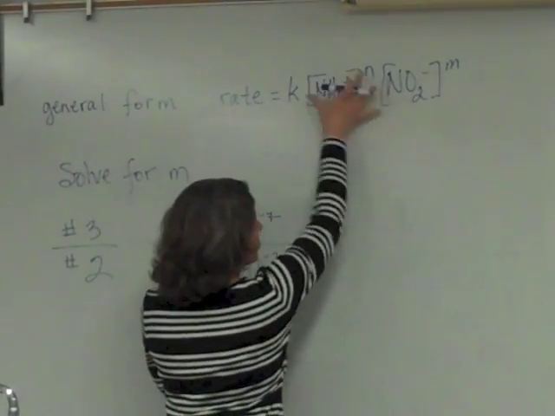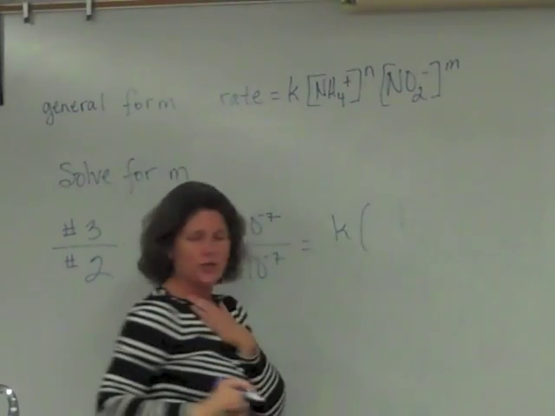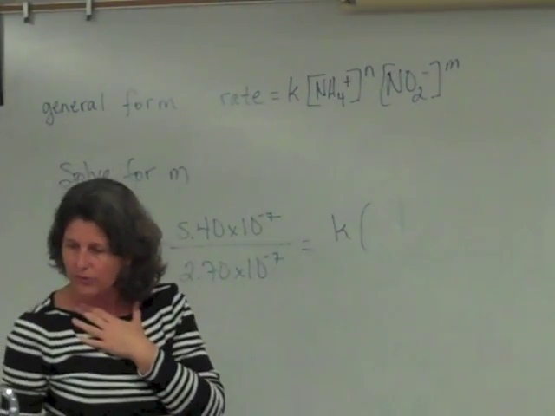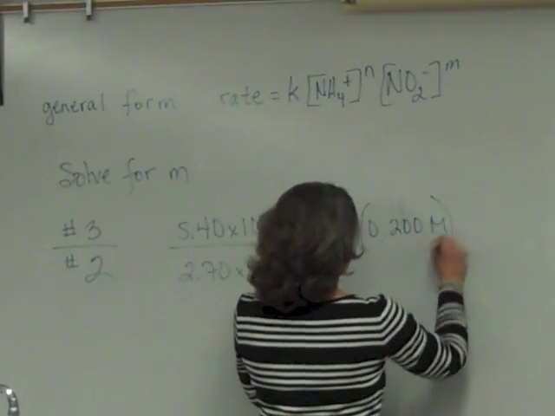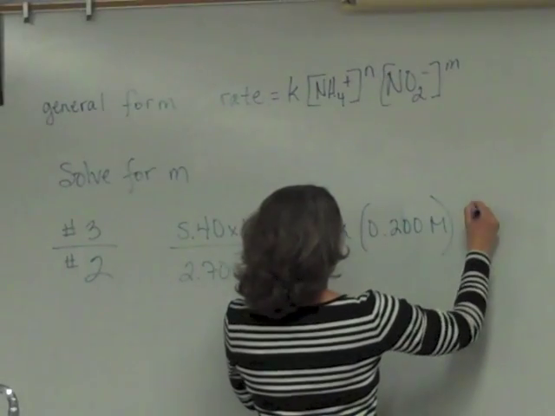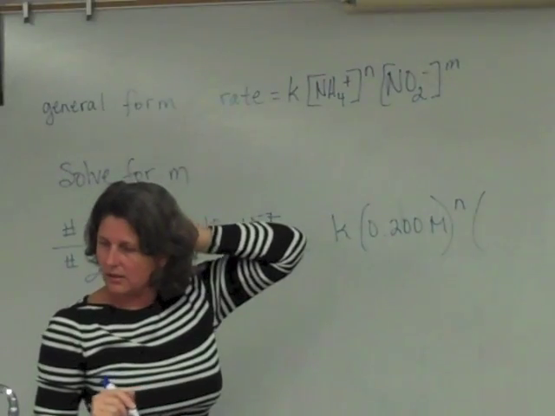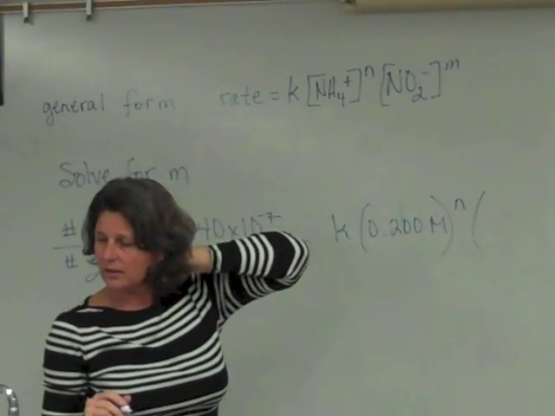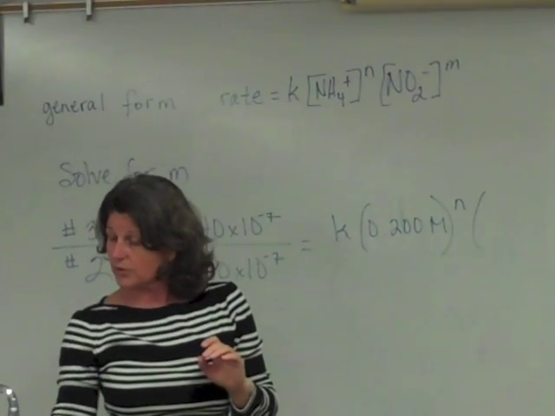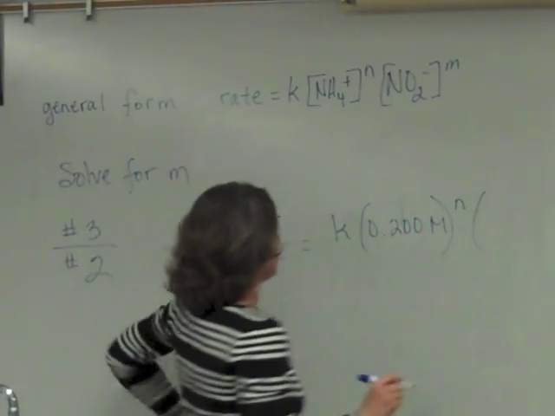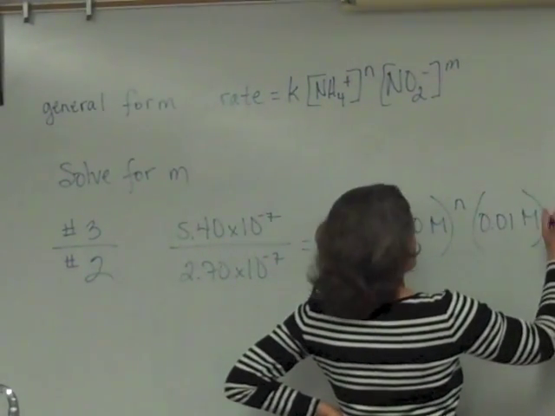Okay, and now I'm just going to pull down my data. So experiment number 3, k. My concentration of ammonium in experiment number 3 is 0.200 molar, and that's to the nth. And then for nitrite, well, it must be the same as it is for number 2, and that was 0.01 molar, and that is to the nth.